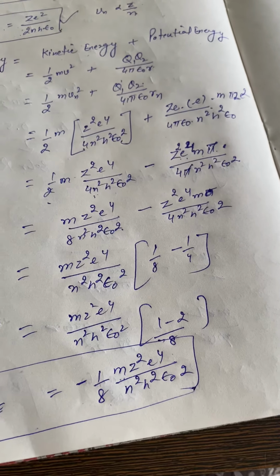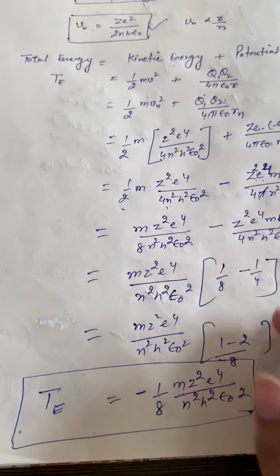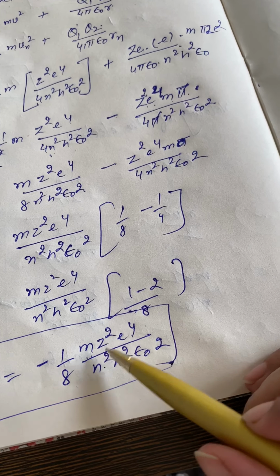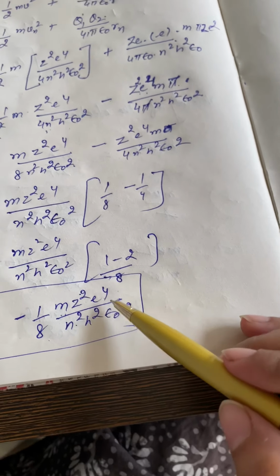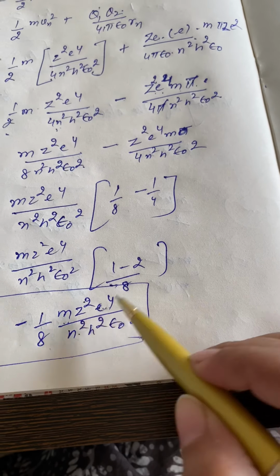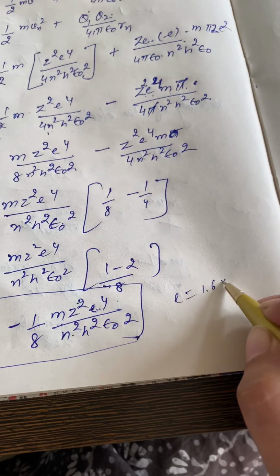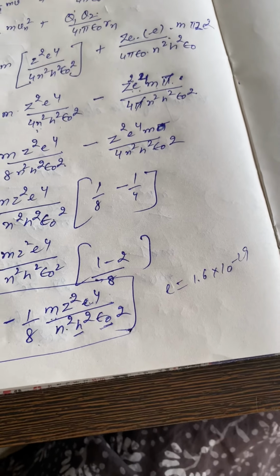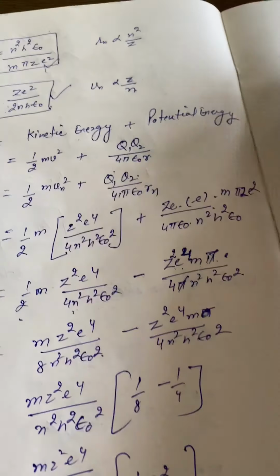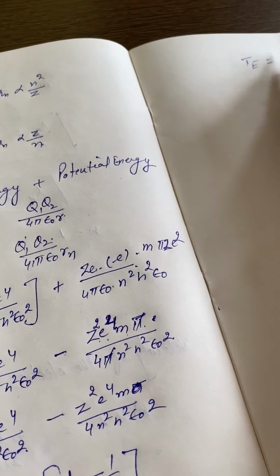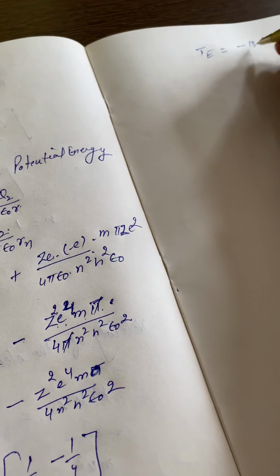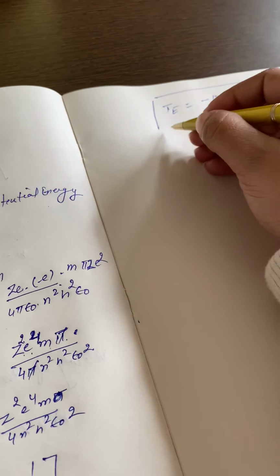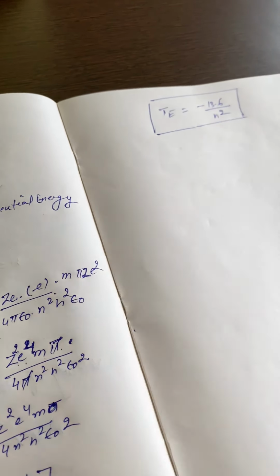So when we put it for the hydrogen atom, z will become equal to 1, the mass of the electron, charge equal to 1.6 times 10 raised to power minus 19, the Planck constant, and epsilon naught. So the total energy will become equal to minus 13.6 over n square. So it will be the total energy for the nth orbit.